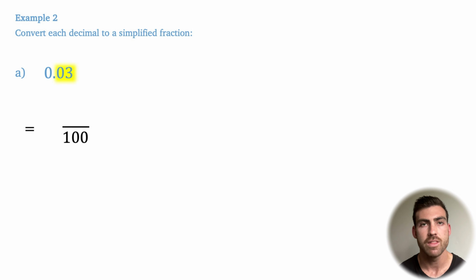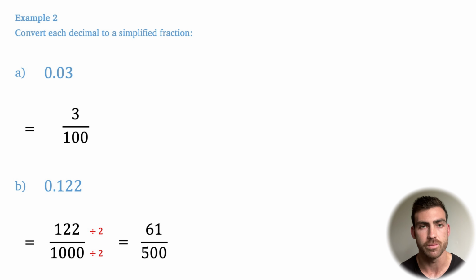of 100. In example B, we count the number of decimal places, in this case 3 decimal places, which translates to a fraction with denominator 1000. Then the value after the decimal point is the numerator, giving us a fraction 122 out of 1000. Next, simplifying by dividing top and bottom by 2, the common factor, simplifies down to 61 out of 500.